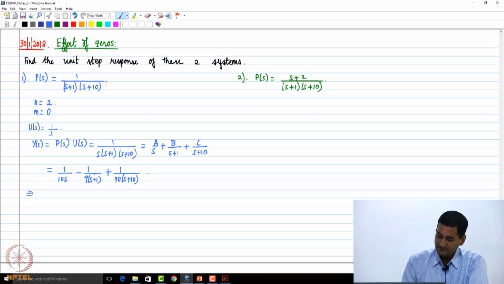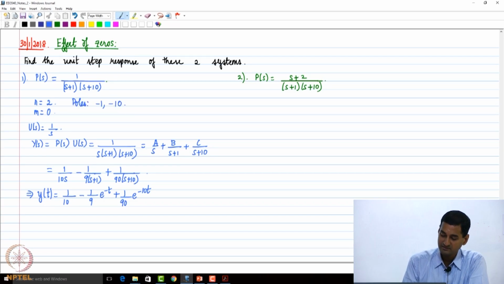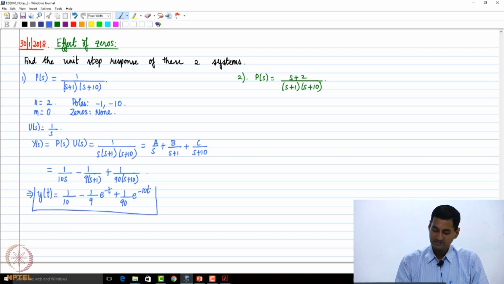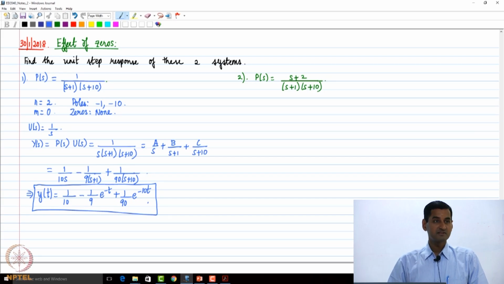So with this, if you take the inverse Laplace transform, we are going to get 1 by 10 minus 1 by 9 e power minus t plus 1 by 90 e power minus 10t. Of course, here if you look, the poles are minus 1 and minus 10. Zeros, there are none, right? As far as this particular transfer function is concerned. So this is the output function for this particular system. Is it clear?